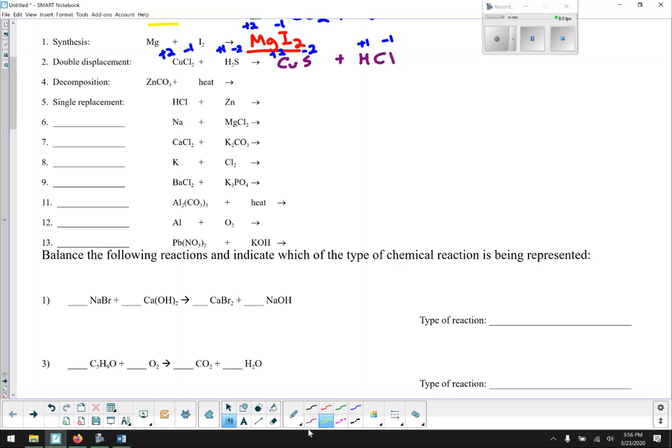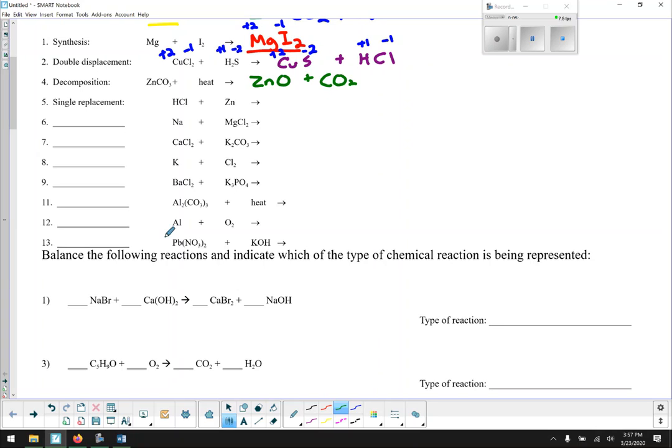ZnCO3 plus heat. Whenever you only have one chemical, it's going to decompose. This is one that I figured you could either look up. It's a little more complicated. It doesn't go all the way down to zinc, carbon, and oxygen separate. What actually ends up happening is you end up with ZnO plus CO2.